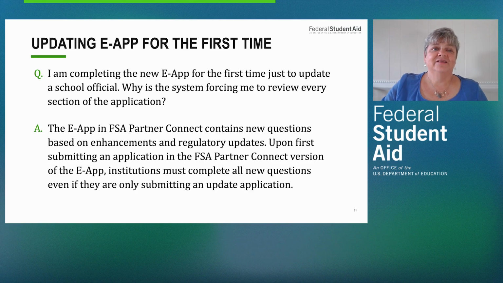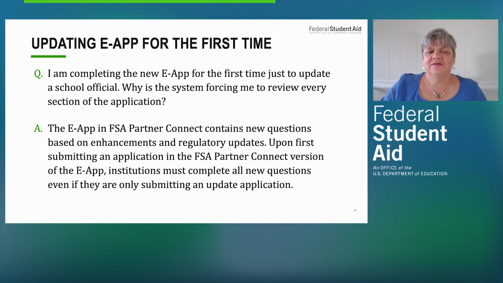This is true even if you wanted to only change a single item, such as updating an official or reporting a new additional location. Adding all that new information all at once is time-consuming. But keep in mind that you typically have 10 calendar days to submit an update to your information. So please don't wait until day 9 to begin the process.